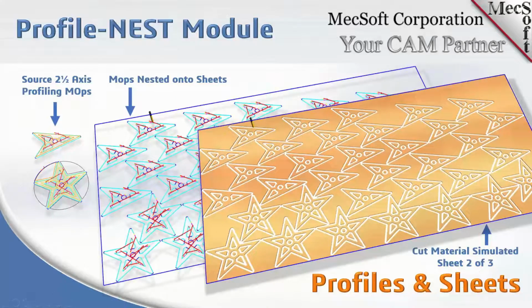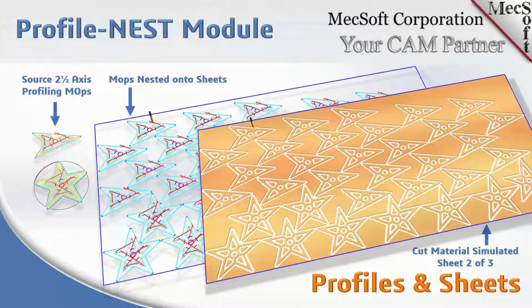Let's talk a little bit about the different types of geometry. You have your profile geometry we just discussed in the previous slide. That is the geometry that you're going to be creating your 2.5 axis operations on. And then those operations are what is actually going to be nested onto a sheet.